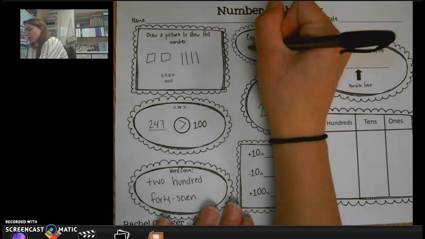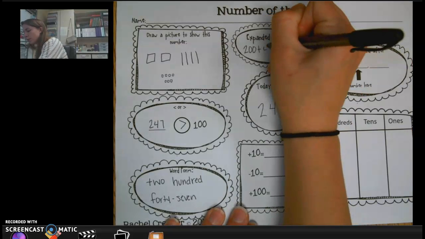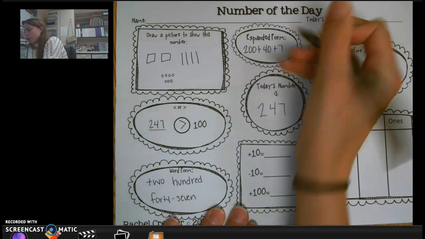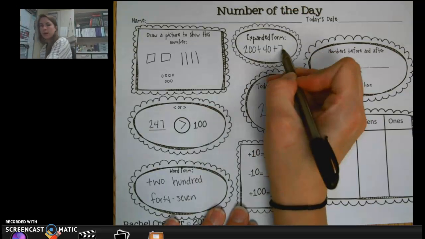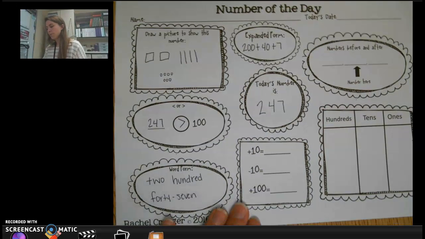Expanded form. That's when I have to expand out my value. So I have 200 plus 40 plus 7. 247. I expand it out just like I say the number.